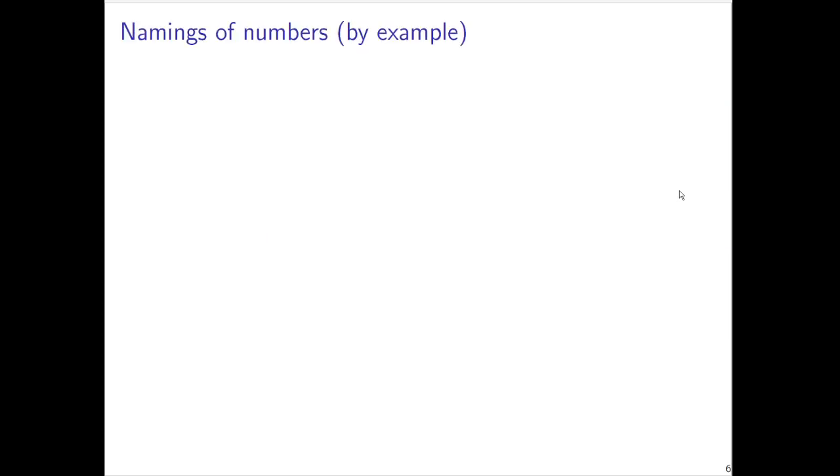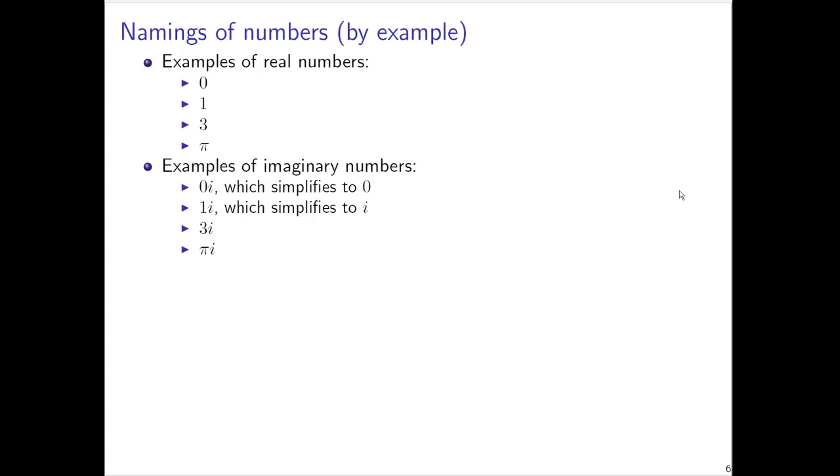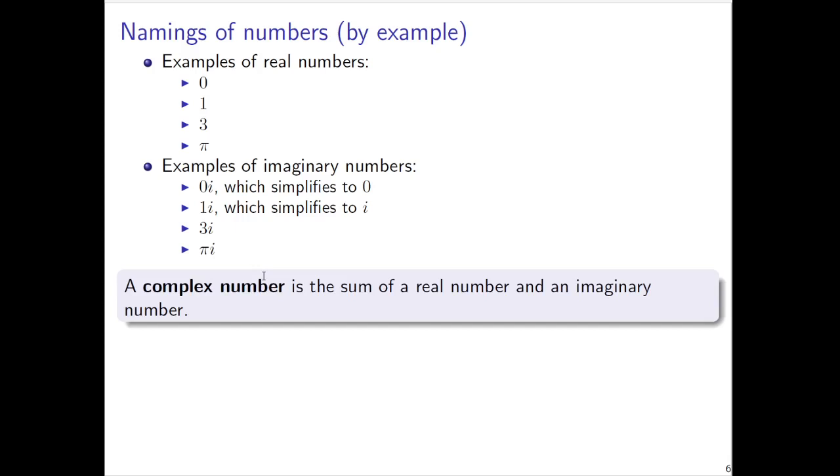Okay, let's talk just a little bit about the names of some of these numbers. Sometimes people are a little lackadaisical with some of the naming, and that's fine if you are, but let's just clarify technically what some of the names are. So here are some examples of real numbers: 0, 1, 3, pi. Here are examples of imaginary numbers. Basically, you always take a real number and multiply by i. So 0i, which simplifies to 0, and 1i, which simplifies to i. So that i here is sort of the primary imaginary number we think of, but also 3 times i and pi times i.